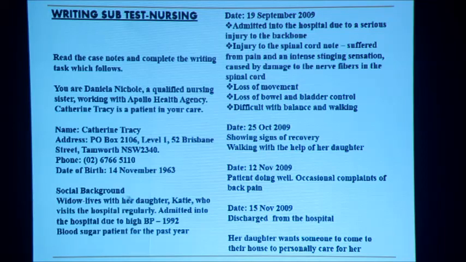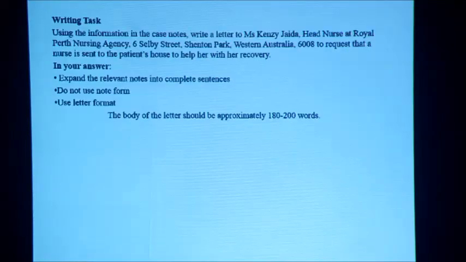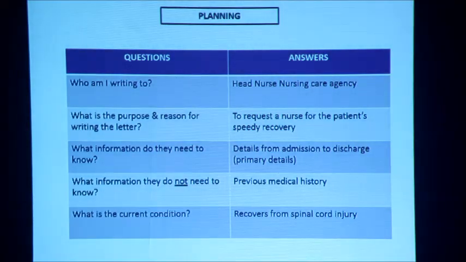And you can write the social history. She lives with her daughter. If you want, you can mention she's a high BP and blood sugar patient. Even if you don't mention that, it's okay. So in that case, what information do they not need to know? Previous medical history. There is no such thing as previous medical history here. So what's the current status? She is recovering from the spinal cord injury.